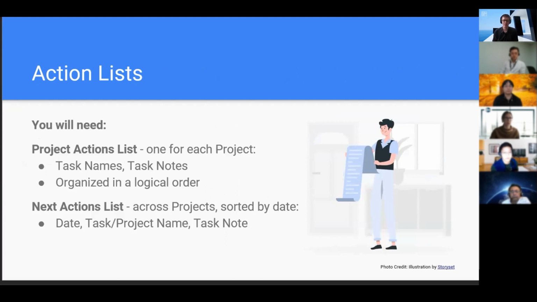I like to think about both the vertical and the horizontal action management as falling under 2 different kinds of lists. The project actions list lists all the actions for that project. I like to have them organized in a logical order once you've done the organizational stage and have a list of task names and task notes. For the horizontal management, I like to see all my tasks across my projects organized by date. And Microsoft To Do provides support for both of these kinds of action lists.